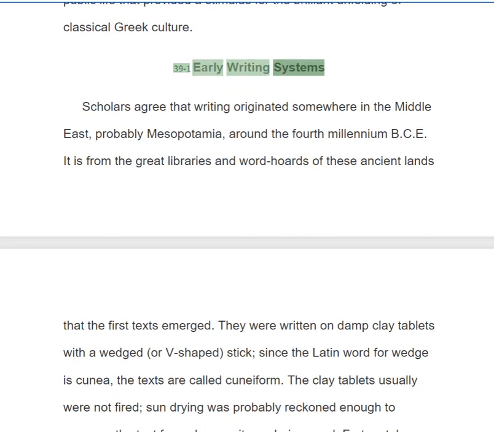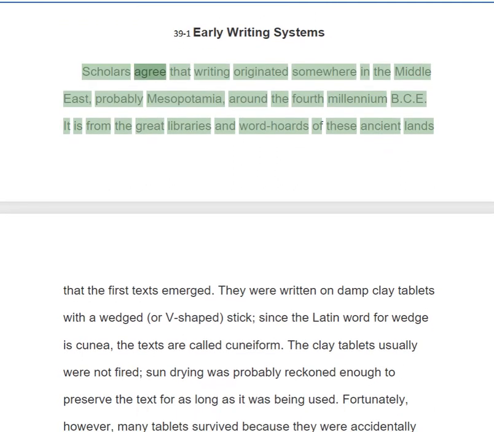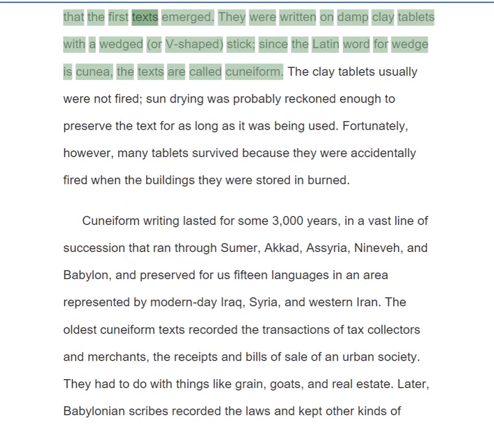39-1 Early writing systems. Scholars agree that writing originated somewhere in the Middle East, probably Mesopotamia, around the 4th millennium BCE. It is from the great libraries and word hoards of these ancient lands that the first texts emerged. They were written on damp clay tablets with a wedged stick. Since the Latin word for wedge is cunea, the texts are called cuneiform.